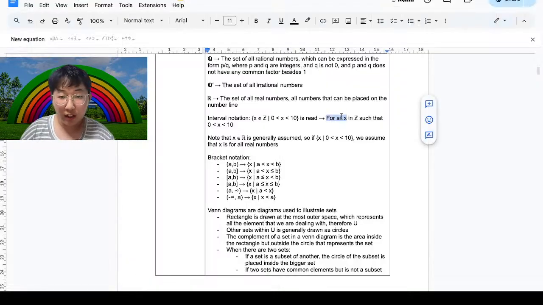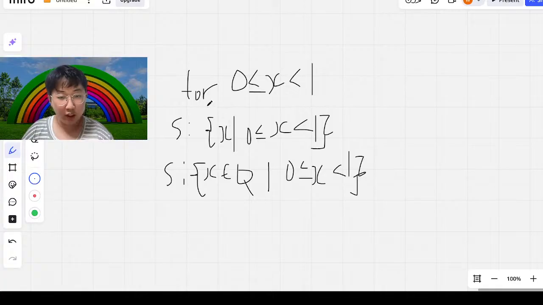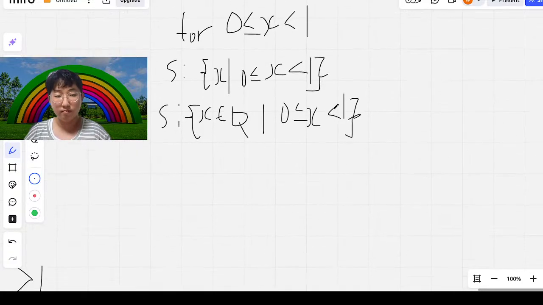Or for this example, when x is an integer between 0 and 10, for all x in the set of integers, or Z, such that, so this bar means such that, x is between 0 and 10. And as I mentioned, if we were assuming all real numbers, since that's the biggest set, if we don't write anything here, we would assume that we were talking about all real numbers.